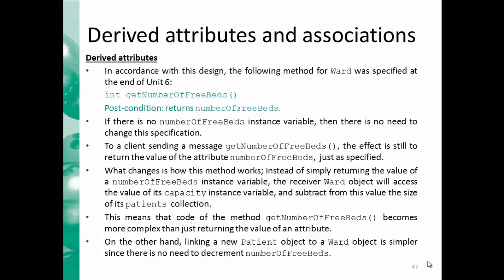When we define number of free beds as an instance variable, then we have to provide a method getNumberOfFreeBeds. This is very important because getter methods should be available in every class that we build. But if we decide not to define number of free beds as an instance variable, then the whole decision and the whole scenario will change.